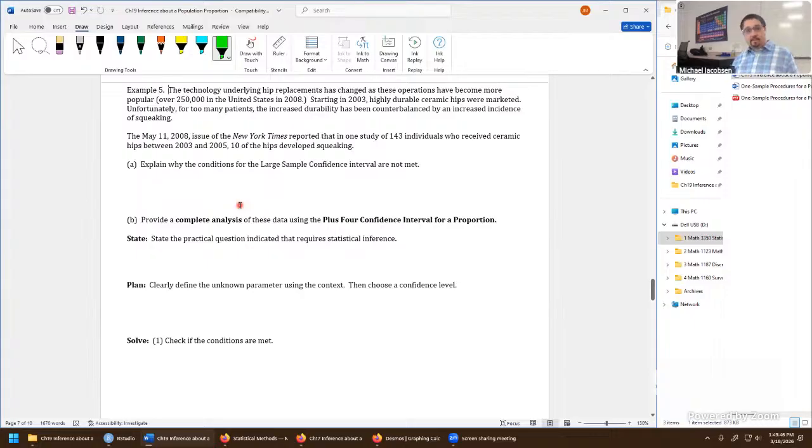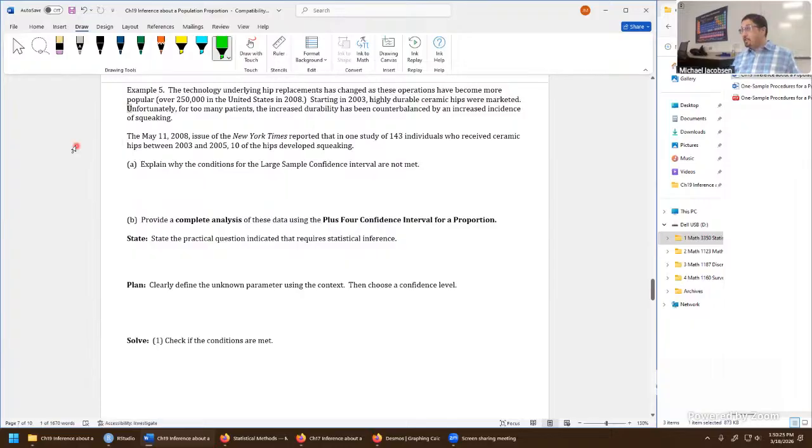Example 5 says the technology underlying hip replacements has changed. Operations have become more popular. We're told there's over 250 done in the United States in the year 2008. So this gives us an idea of the size of hip replacements being done. But here's the next drama in the problem. We're told that starting in the year 2003, highly durable ceramic hips were marketed. So it sounds great, they're durable. You wouldn't want a total hip replacement being done and something goes wrong with it. That would be traumatic.